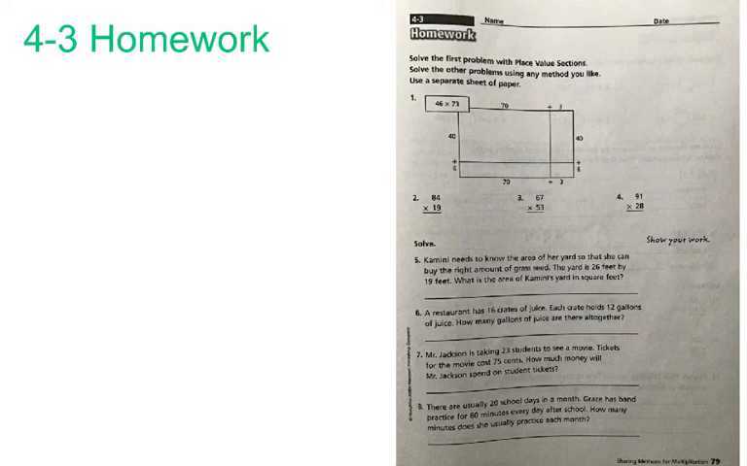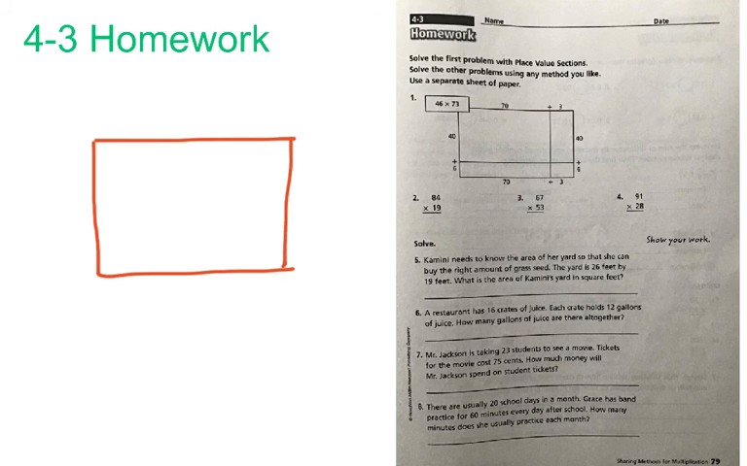Good morning, class. Today we are working on Unit 4, Lesson 3 homework, and we're going to talk about place value sections. I'm going to first start out by drawing a rectangle. We'll say that the top of the rectangle is 67, and we'll say that the side is going to be 43.